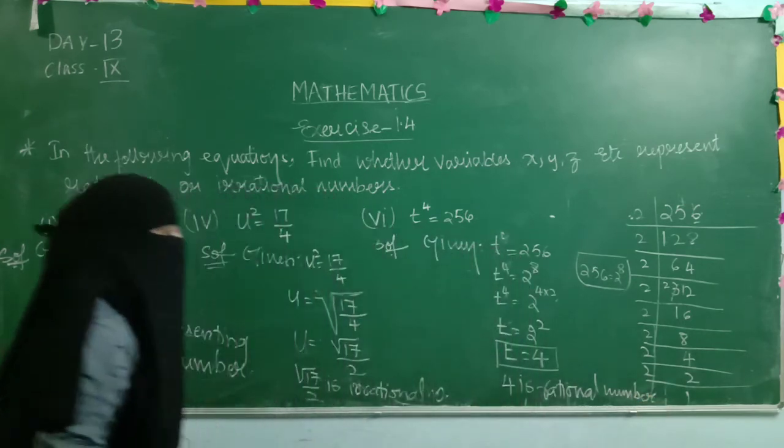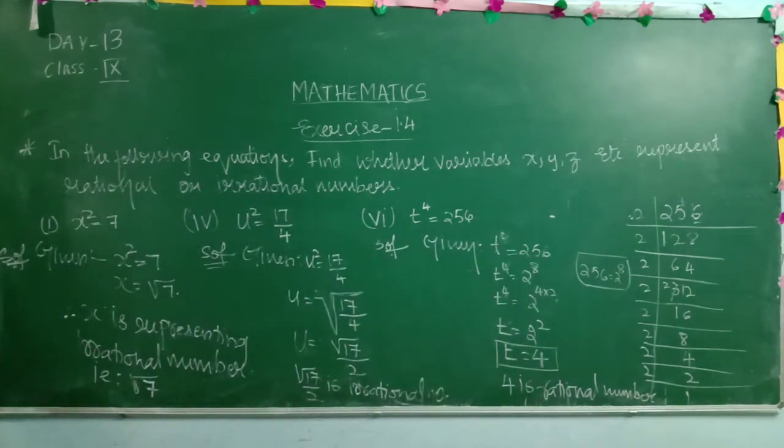4 is a rational number. Okay? Once more I will give the explanation. In this bit we need to check whether the value of x equal to y equal to z equal to something is given, and whether they are representing rational or irrational numbers. So a few questions I have taken: x square equals 7, and this x square equals 7 can be written as x is equal to root 7. How are we writing this x equals root 7? Here I will explain to you.